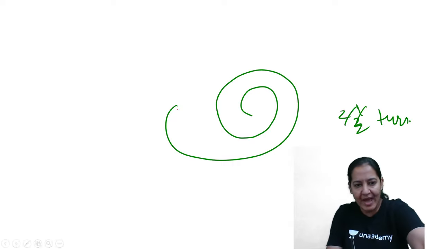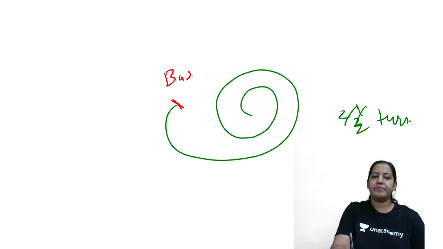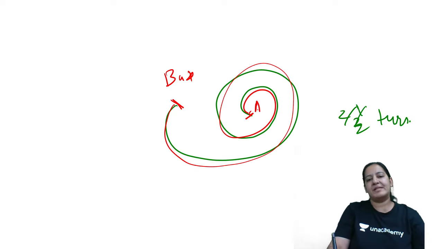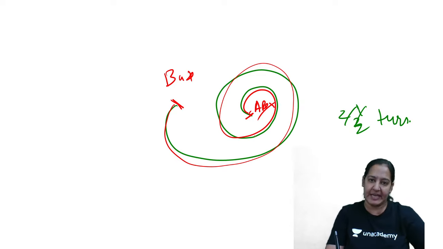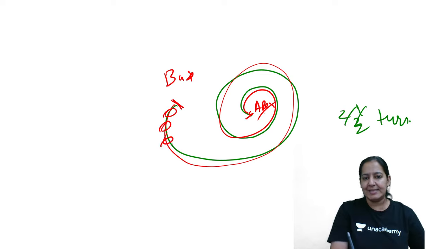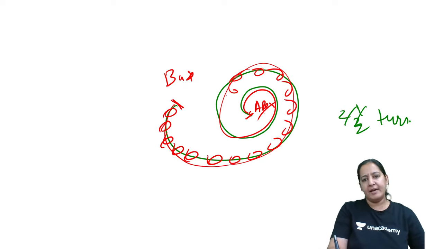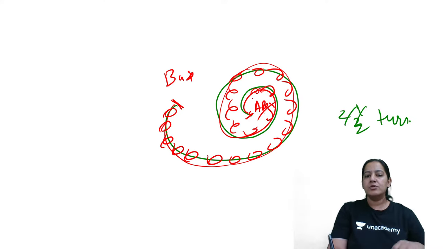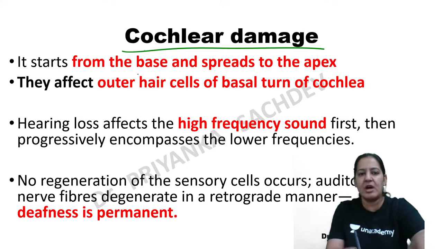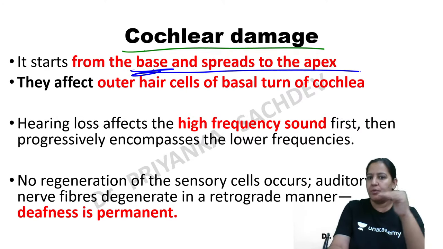This is known as the base of the cochlea, and going inside, this is known as the apex of the cochlea. Your ENT teacher must have taught you this. We have outer and inner hair cells present everywhere, in the base also. So tell me which cells are damaged. The damage will start from the base and go gradually towards the apex.